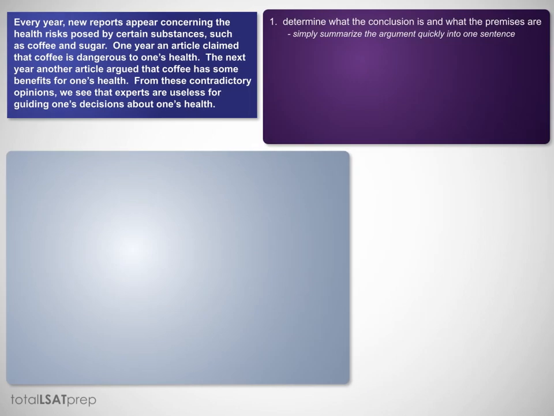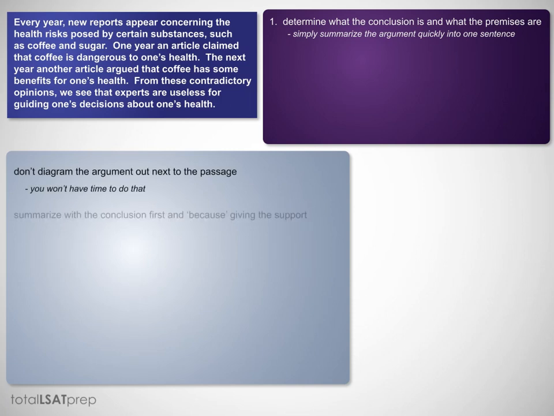Okay, so the first step in evaluating arguments is to determine what the conclusion is and what the premises are, and in order to do that, you simply summarize the argument quickly into one sentence just to get its core idea, its core essence. So, don't diagram the argument out next to the passage, you won't have time to do that. You need to summarize with the conclusion first, and because giving the support.